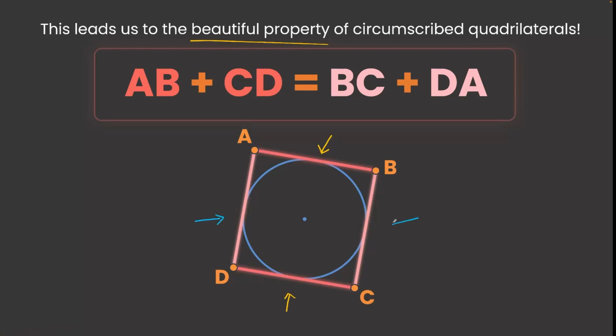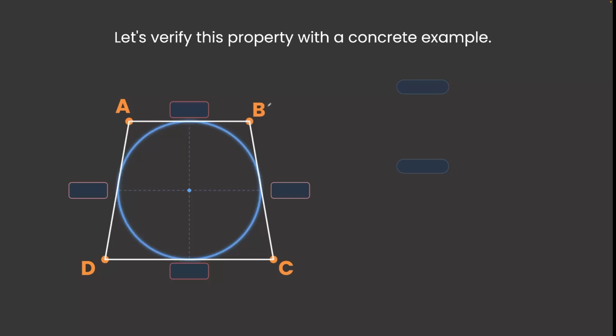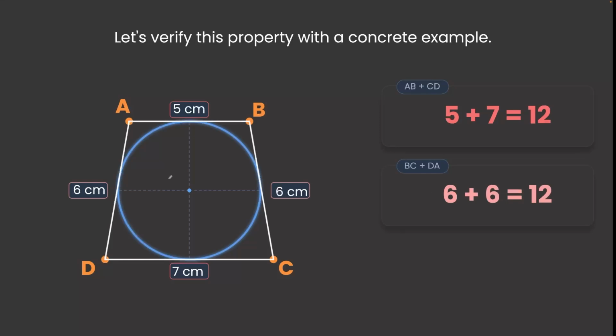So basically, if you have a circumscribed quadrilateral, which means a quadrilateral which touches the circle at exactly 4 points, then the sum of the opposite sides of the quadrilateral will be perfectly equal. Opposite sides add up to the same sum is what the property tells us. So let's verify this. Let's take the example of ABCD, which has sides 5 cm and 7 cm here, which is 12. And the other two would be 6 and 6, which is 12.